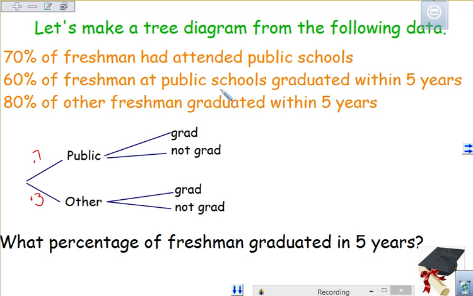Then 60% of freshmen at public schools graduated within 5 years. So that means that this line would be 60%. The other line would be 40% because they would be complements. 80% of the other freshmen graduated within 5 years. So here's our 80%, and this would be 20%.